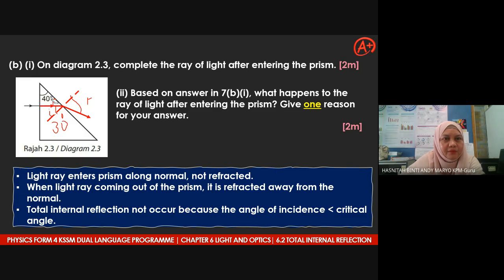I erase this part first. So here the angle of incidence is 30 degrees. You can mark it or not, no problem, as long as you draw the ray diagram, show the normal, and draw the refracted light after coming out from the prism to the air. If you are done with this, please say done so I can go to the next slide. Thank you.